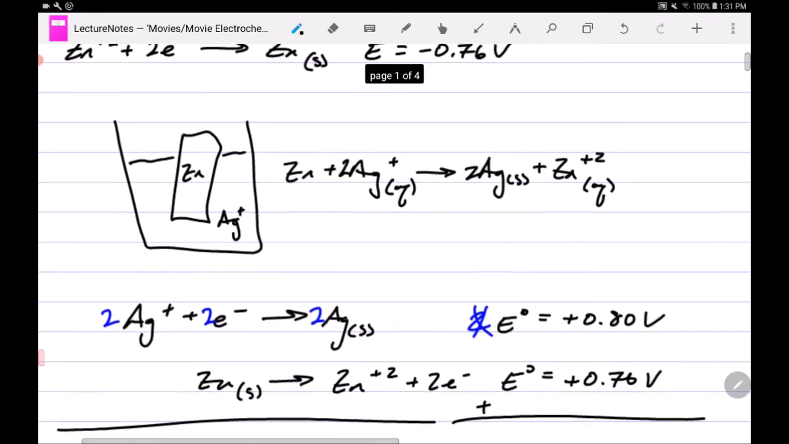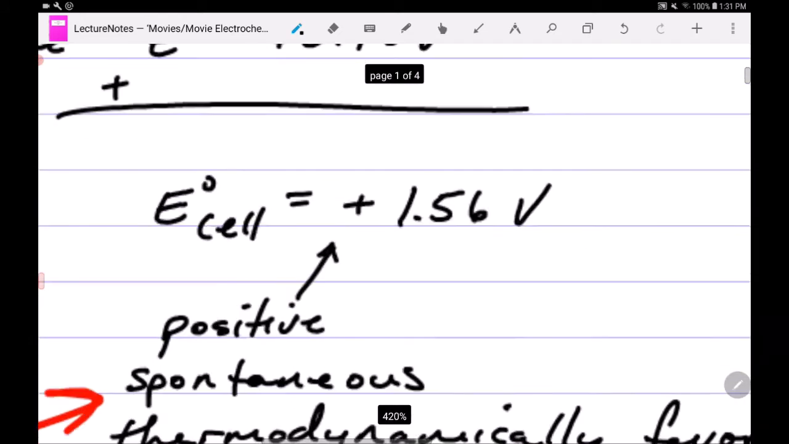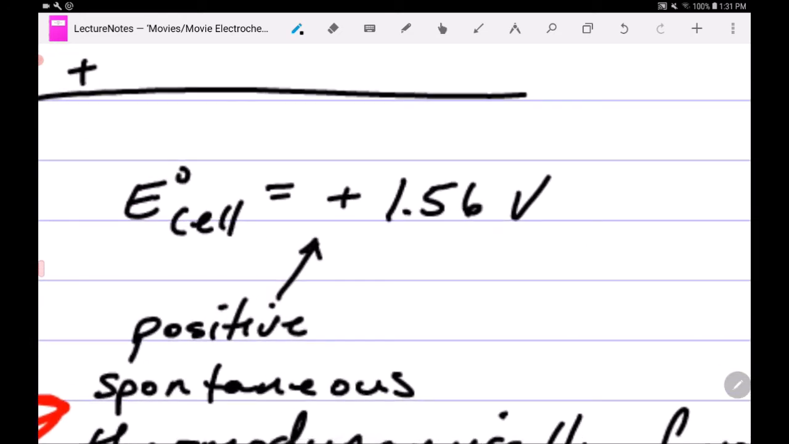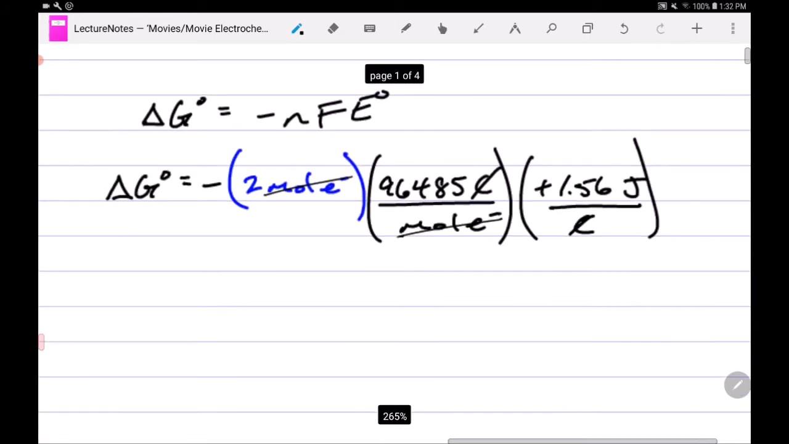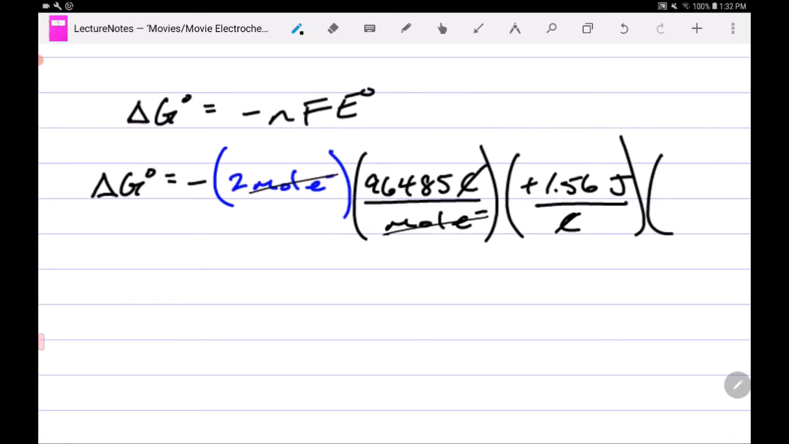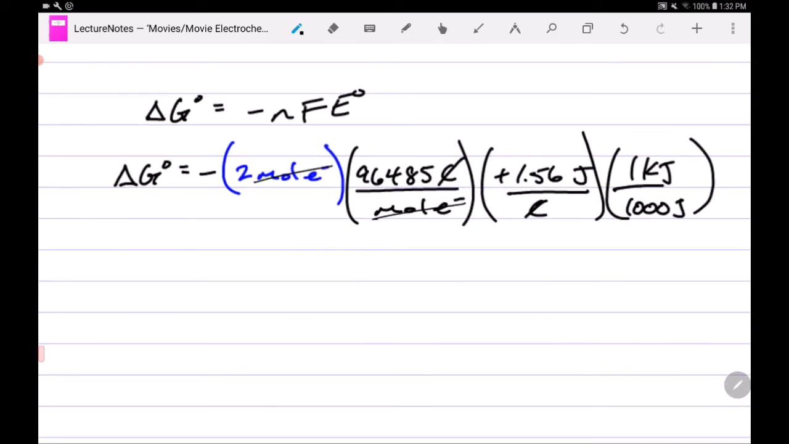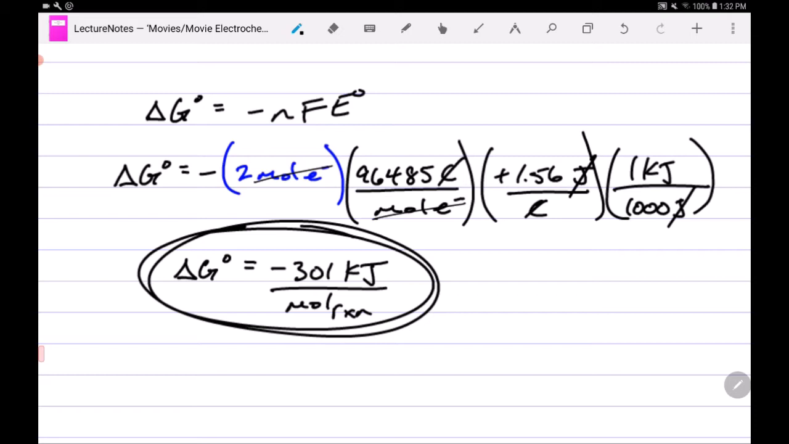The cell potential, positive 1.56 volts. Now you'll notice coulombs and volts don't cancel. So a volt is a joule per coulomb. And that cancels. But delta G needs to be in kilojoules per mole. So the delta G0 for this reaction is negative 301 kilojoules per mole.